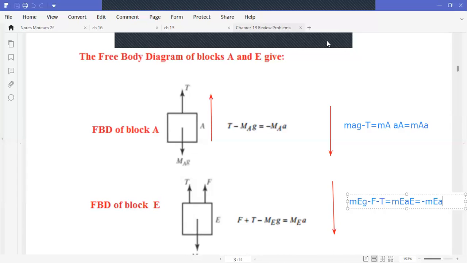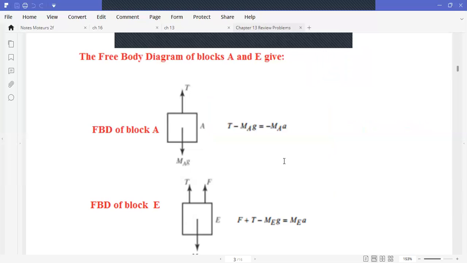Now, once I already found the acceleration of A from the previous step, here I can solve for T and for F. I have two equations with two unknowns. I can solve for the tension in the first cable and for the tension in the second cable. Okay?